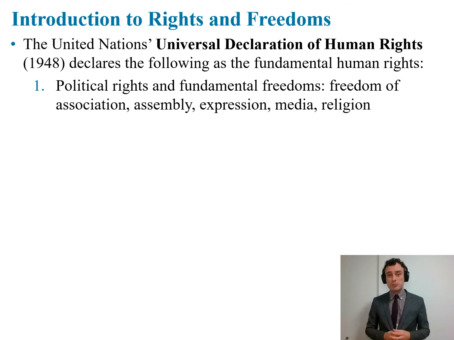And the first type of rights that we see in the Universal Declaration are political rights and fundamental freedoms. These include the freedom of association, the freedom of assembly in public, the freedom of expression, the freedom of a media and a free press, and the freedom of religious worship. Governments are not supposed to limit or abridge the exercise of any of these freedoms.